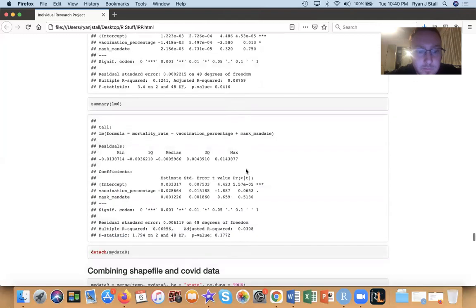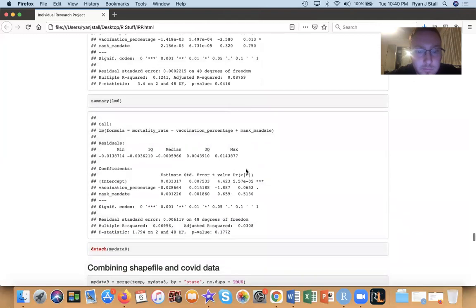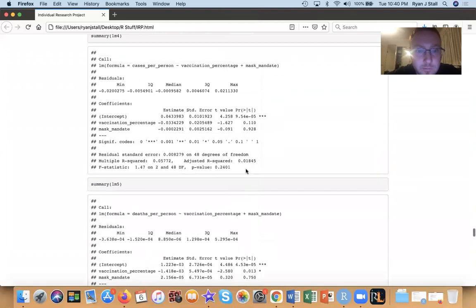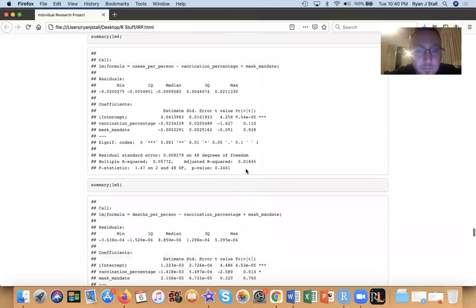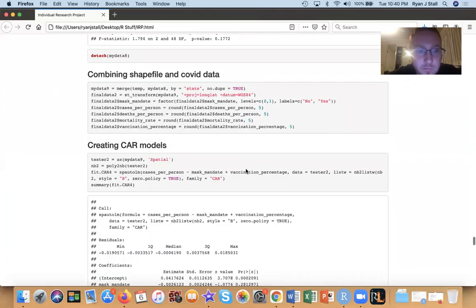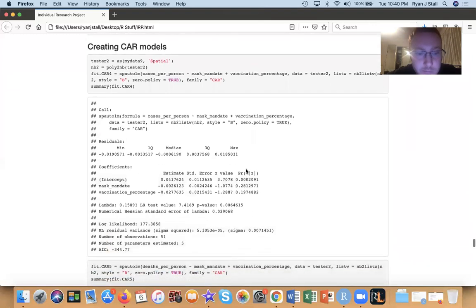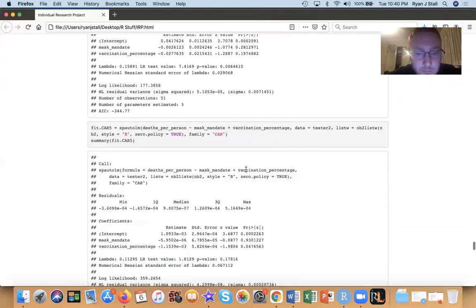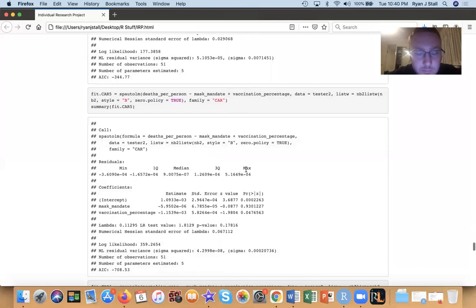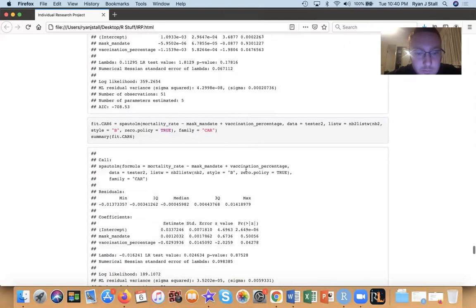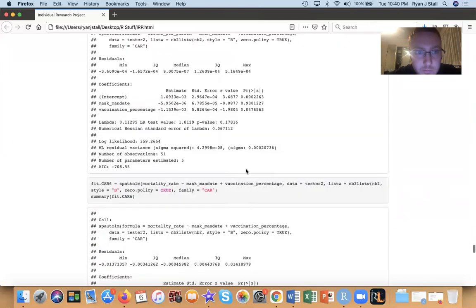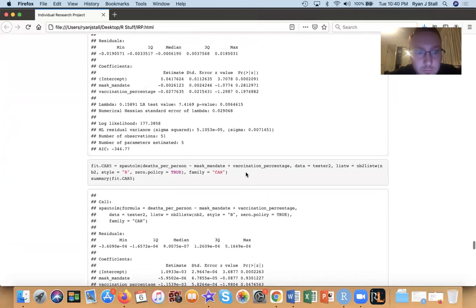That sounds quite promising. It is less bullish on mask mandates, however, not finding them statistically significant in any model. Our CAR models, on the other hand, are 80% confident that vaccination lowers the infection rate, 95% confident that it lowers the death rate, and 95% confident that it lowers the mortality rate. The CAR model also doesn't find mask mandates effective.